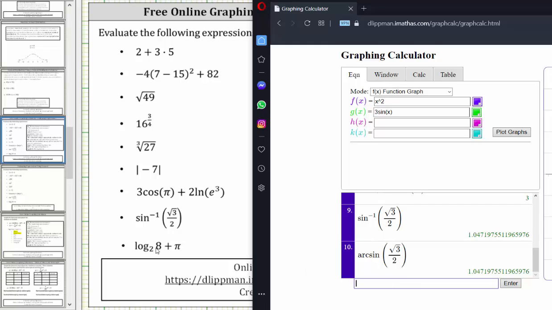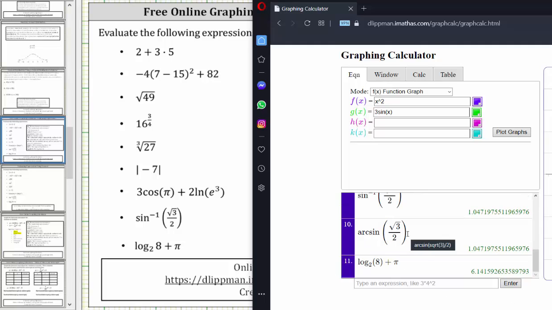Our last expression is log base 2 of 8 plus pi. So we go to the calculator and enter log. If we don't indicate a base, then it's common log or log base 10. Here we have base 2. So to enter the base of 2, we click underscore, which is shift dash, 2, and then open parenthesis 8, close parenthesis. So if a log has any base other than e or 10, we use this notation here. And again, if it's log base 10, we just leave off the base. So we have log underscore 2, open parenthesis 8, close parenthesis, and then plus pi, and enter.